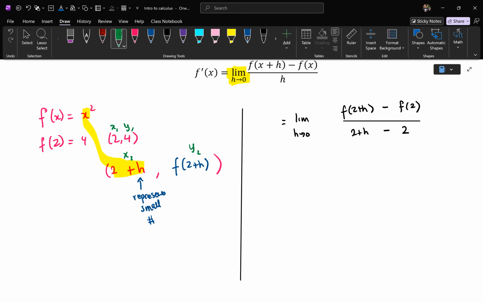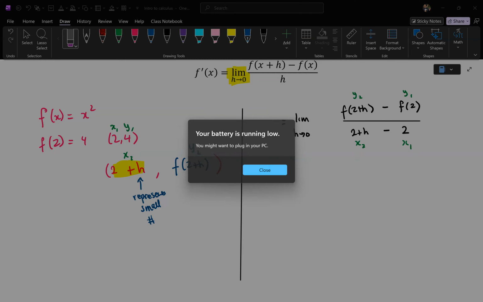Now I'm going to label them so you can see. So this is y2, y1, x2, x1. You see that? 2 points. x1, y1. Here's my second x coordinate. Here's my second y coordinate.